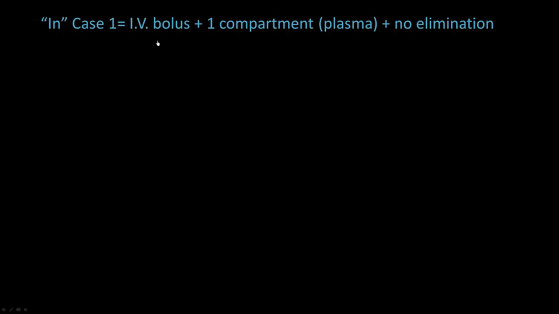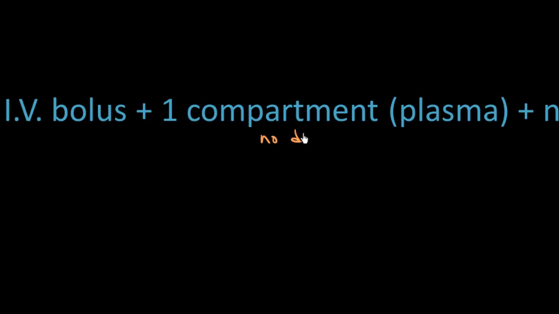So here's our case. We're talking about drugs getting into our body. So we're going to give a drug IV bolus. This means intravenously, and bolus means that it's all at once. And it goes into one compartment, and that compartment is the plasma. So this means no distribution.